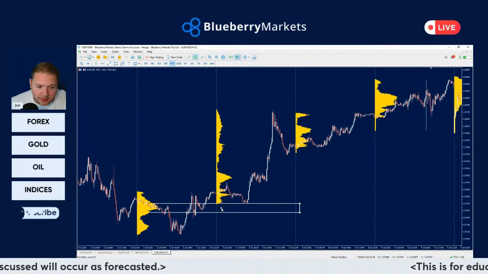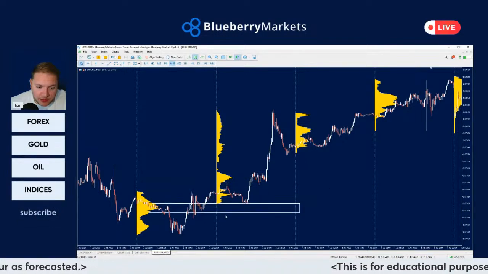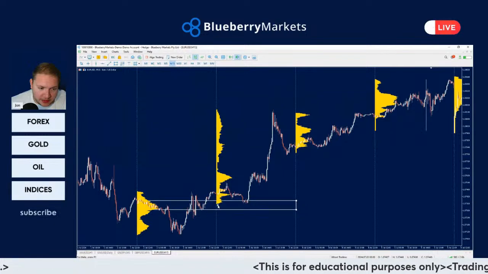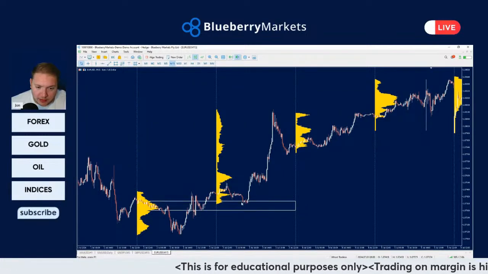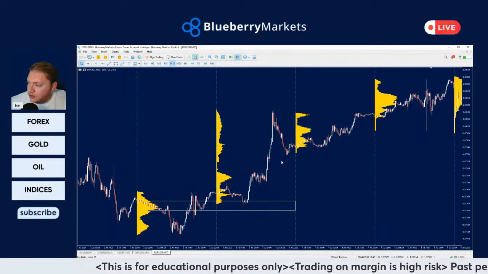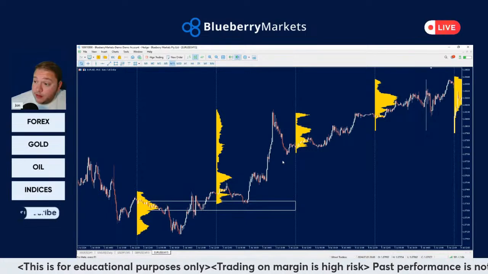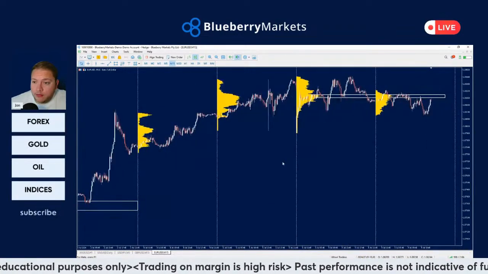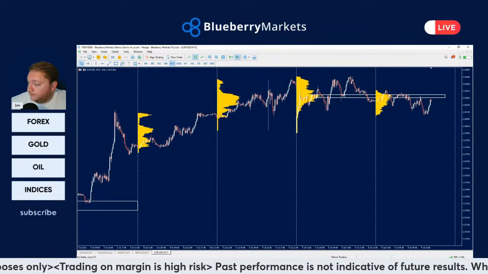You can see this peak here on the day before of volume in there, or market profile volume, and look, price comes back into it, rejects it, moves to the upside. So yeah, if you do want to have a little look, you've got market profiles there on MetaTrader.